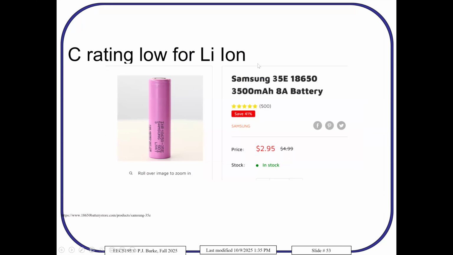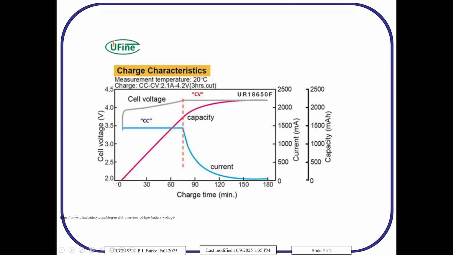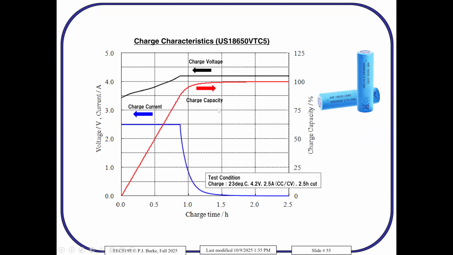Lithium ion is not as much current. Typically, they can only handle about 10 amps. So your battery can handle 100 amps, but lithium ion can typically handle only about 10. And this is the charging characteristics.